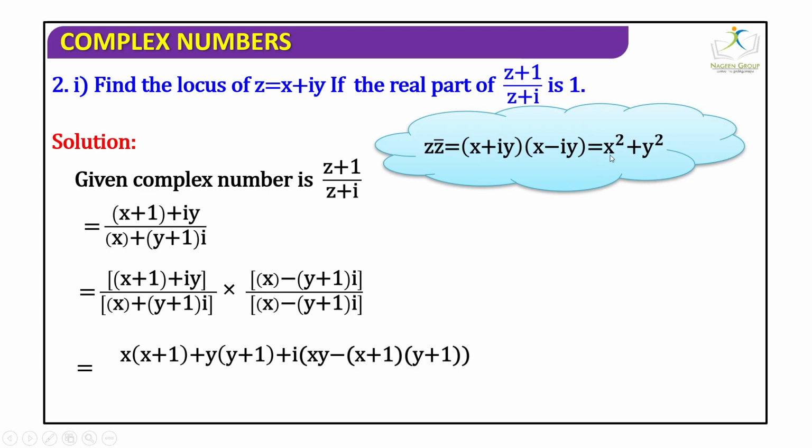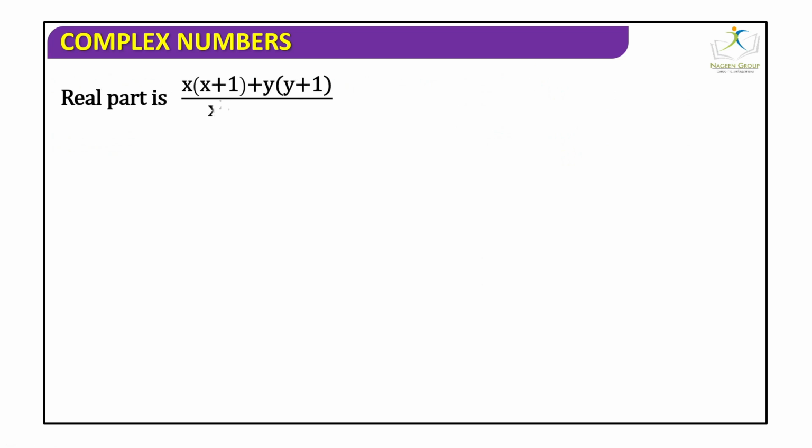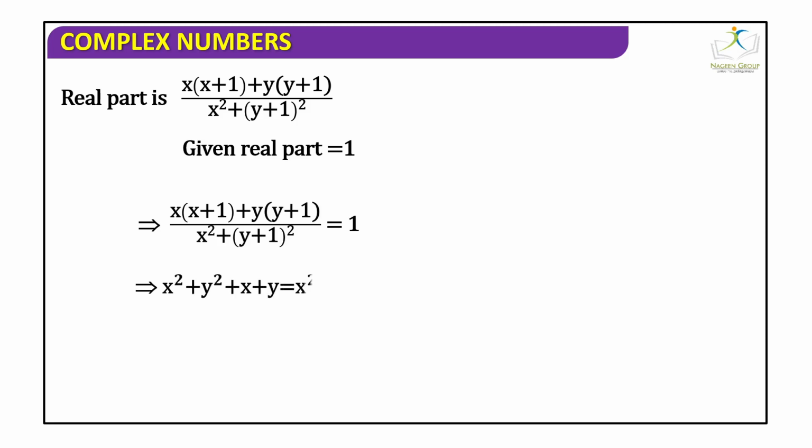Whatever it is, what will it be? x square plus y square. It means it will be equal to x square plus (y plus 1) whole square, right? Now what is the real part in the complex number? The real part is the one without iota, right? So this real part will be x into x plus 1 plus y into y plus 1 divided by x square plus (y plus 1) whole square, right? Given that the real part is equal to 1, we put it equal to 1. x square plus y square plus x plus y equals, take this part complete here.